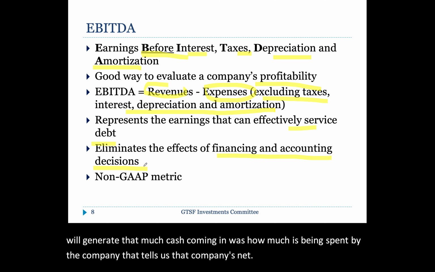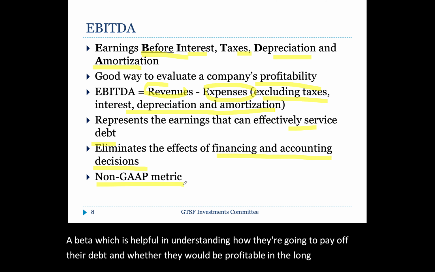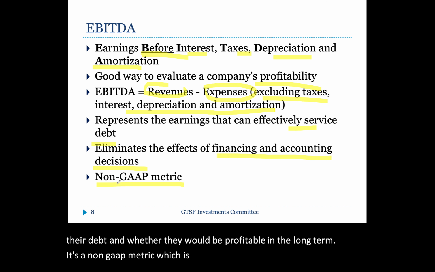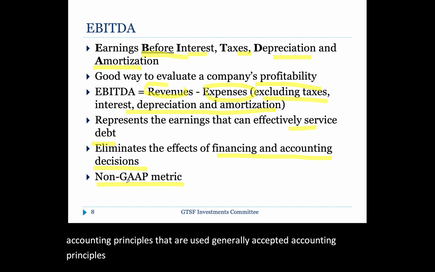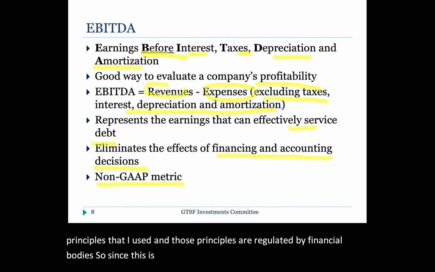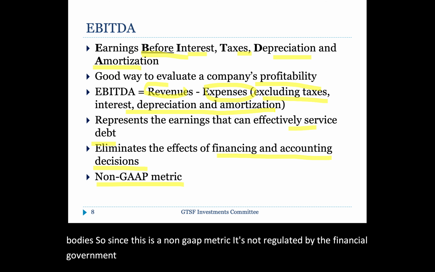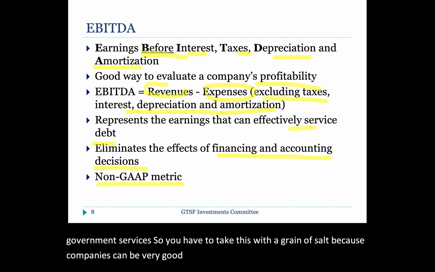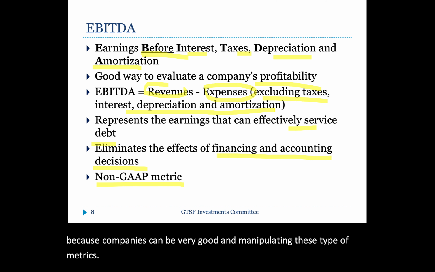in the long term. It's a non-GAAP metric, which is very important because GAAP is the general accounting principles that are used, the generally accepted accounting principles that are used, and those principles are regulated by financial bodies. So since this is a non-GAAP metric, it's not regulated by the financial government services. So you have to take this with a grain of salt because companies can be very good at manipulating these type of metrics. Now, what is depreciation versus amortization?